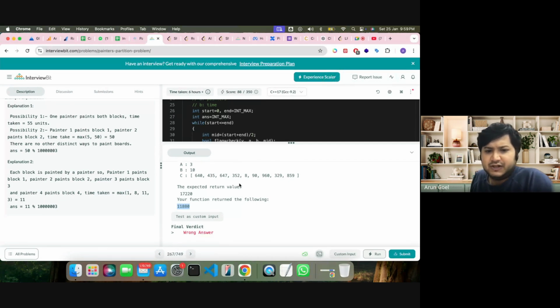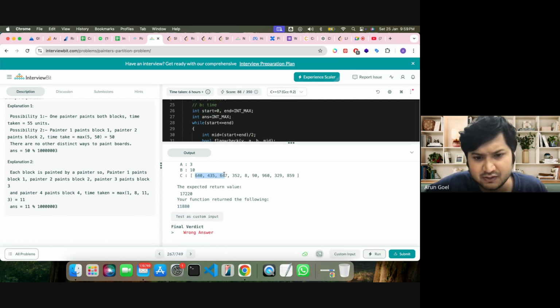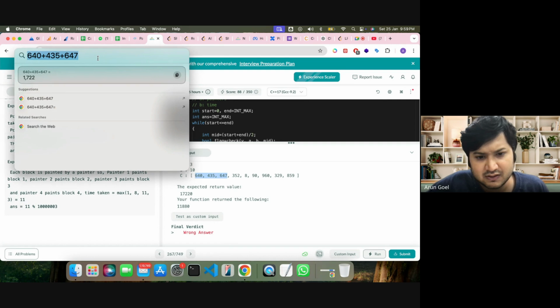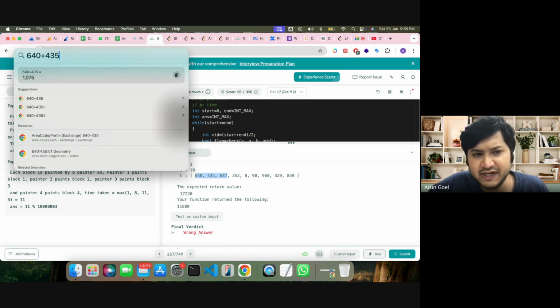क्या 11,000? ओके, 10 से डिवाइड कर दो। 1188 में नहीं होगा क्या? Let's try doing this. ऐड करते हैं 640 प्लस 435। We want to do it in 1188, right? इसको यहाँ से ये सब्ट्रैक्ट करो। सो 1188 से कम है, ठीक है?